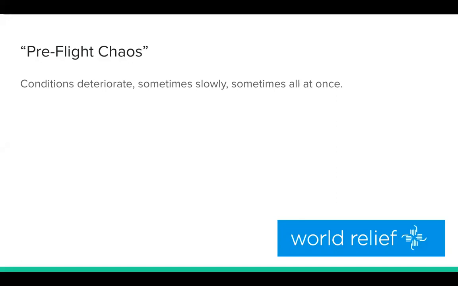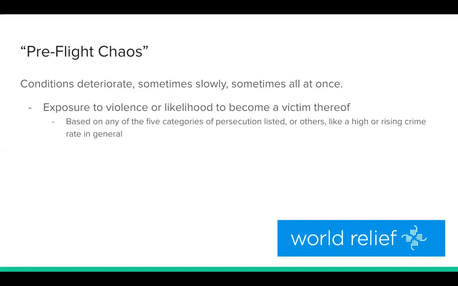Or sometimes escalating more slowly. An example is economic instability, a growing military coup, a shifting government, and/or just growing corruption in the government, or a natural disaster, right? So in this stage, the exposure to violence, or the likelihood that you will become a victim of that violence, escalates. And that's based on any of the 5 categories that we had talked about earlier. So violence could be related to race, ethnicity, nationality, membership in a social group, etc.